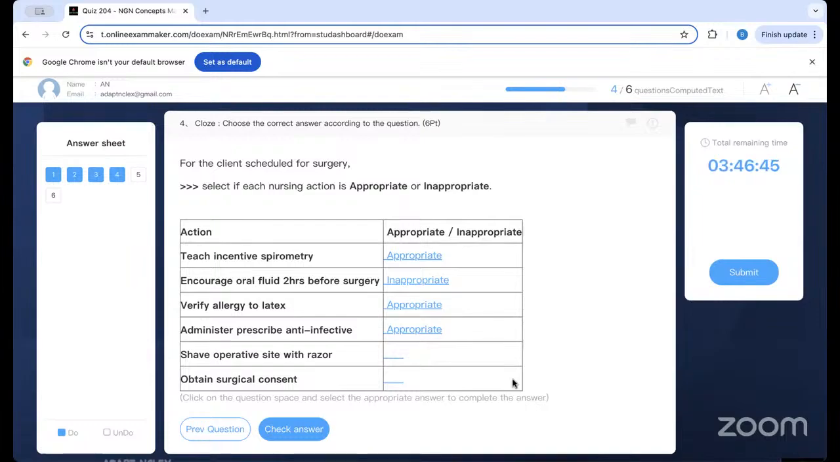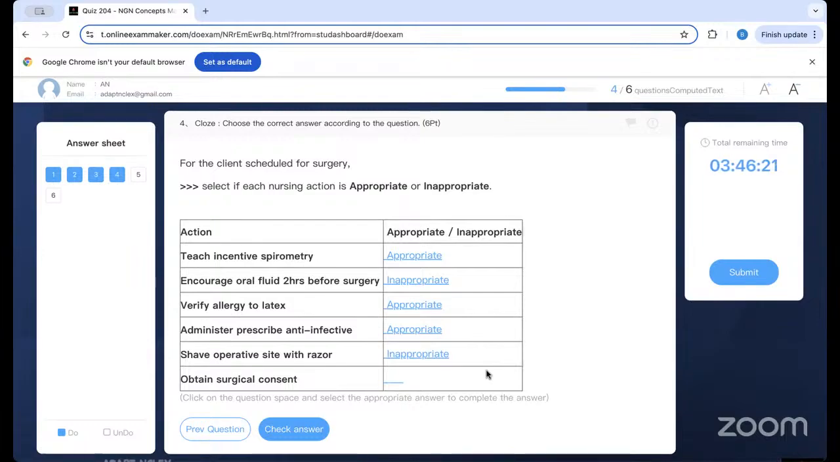It's a trap. First of all, the nurse should not shave. The shaving has to be done in the operating room. And if you have to shave, you have to use an electric clipper, not a razor blade, because this will lead to more infection. Therefore, this is inappropriate. Obtain surgical consent. What do you think? The nurse obtain surgical consent.